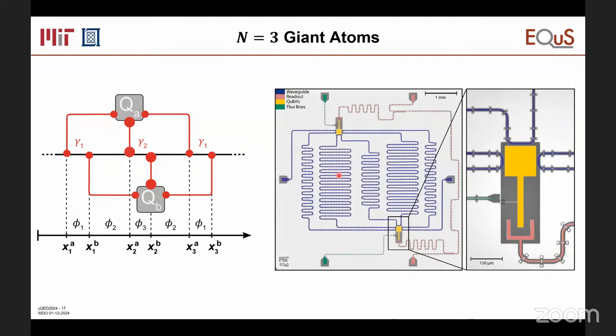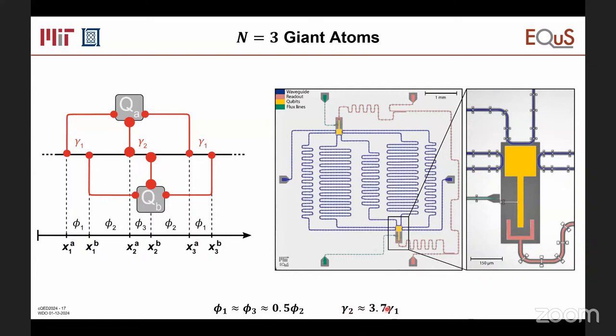This is the device. Okay, it looks the same in terms of the qubit, but now the waveguide in blue meanders back and forth more times. And you can see when we zoom in that there are three coupling points to this capacitor. And in fact, one of them is stronger than the other two. So to give some numbers, phi 1 is about the same as phi 3, is half of phi 2 in this diagram. And then one of the coupling points, gamma 2, is about 4 times gamma 1.